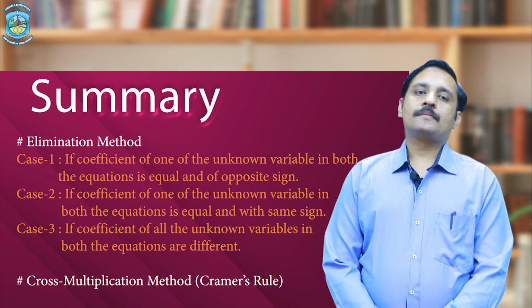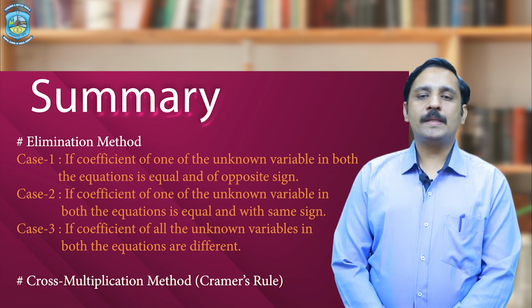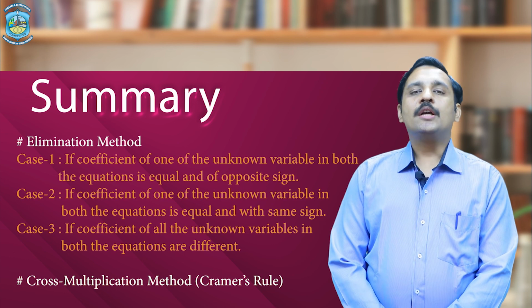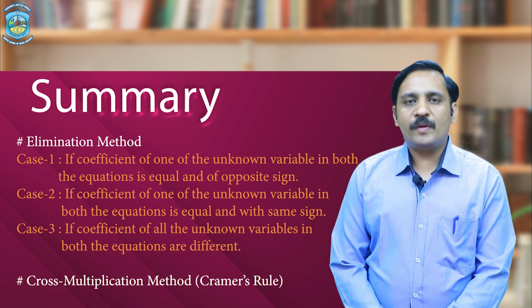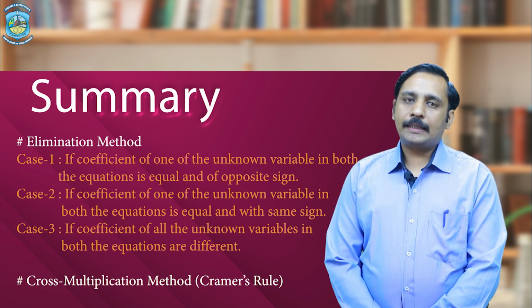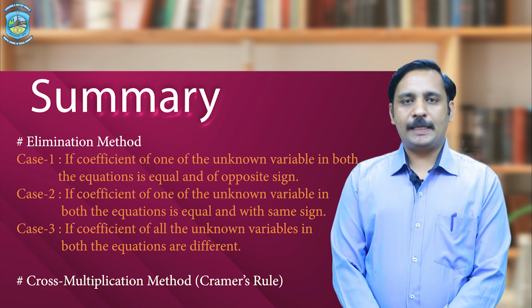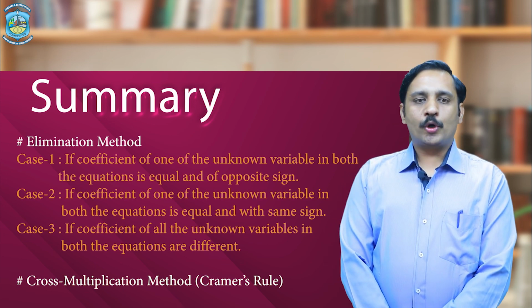The third case, if the coefficient of unknown variables in both the equations are different, we have to make coefficients of any one variable same by multiplying it with a constant value. And the other method is cross multiplication method. So in this module we have covered two methods. In the next module we will see how equations are reduced into simultaneous form for solution.